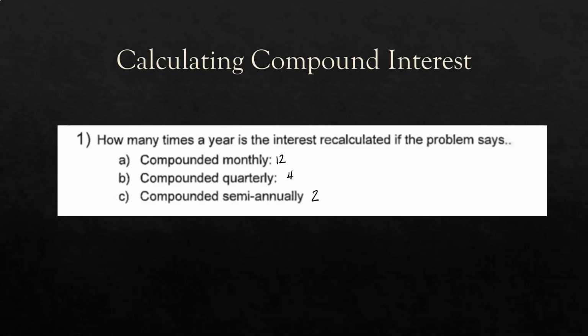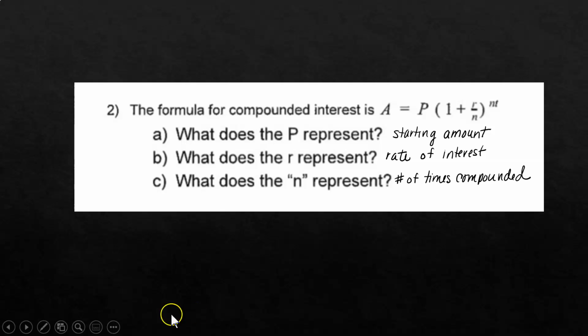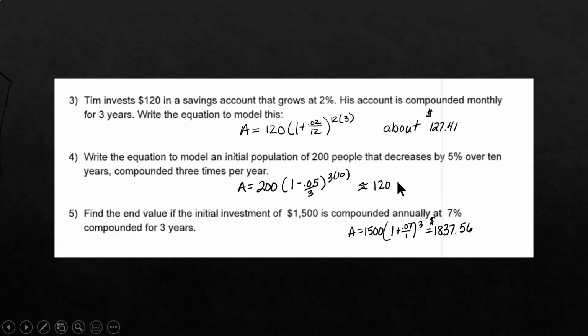All right, calculating compound interest. How many times a year is the interest calculated if the problem says monthly? Well, that's 12. B, quarterly is 4, and C, semi-annually is 2. The formula for compound interest is that. P is the starting amount, R is the rate of interest, and N is the number of times compounded.